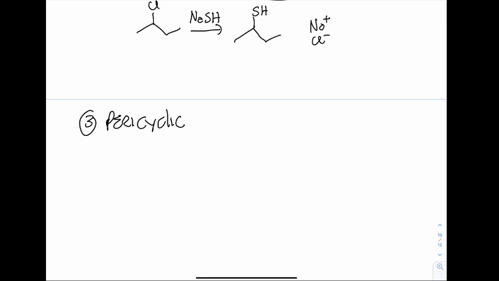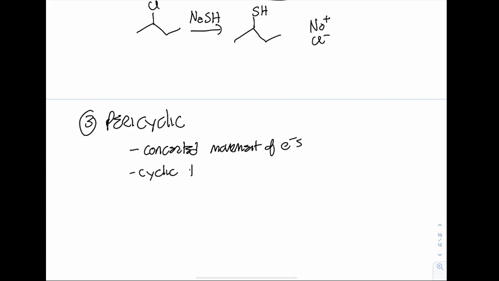And what this one is, it's a concerted movement of electrons. So this is going to happen in one step. So we are going to draw the transition state for it. And that transition state is going to be cyclic. So peri means around. So basically I'm going to go around in a circle. Right? That's what pericyclic means. So it's going to be a concerted movement of electrons. And we're going to have a cyclic transition state.